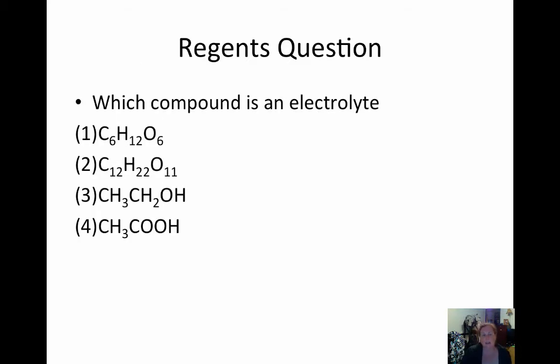Which compound is an electrolyte? Let's remember our rule that it needs to be not something with covalent bonds. This is covalent bonds, and this is an alcohol, no good. And this, if you look at your organic compounds and functional groups, is an acid. It's an organic acid, from table R, your COOH ending. So number 4 here is an electrolyte because it's an acid.